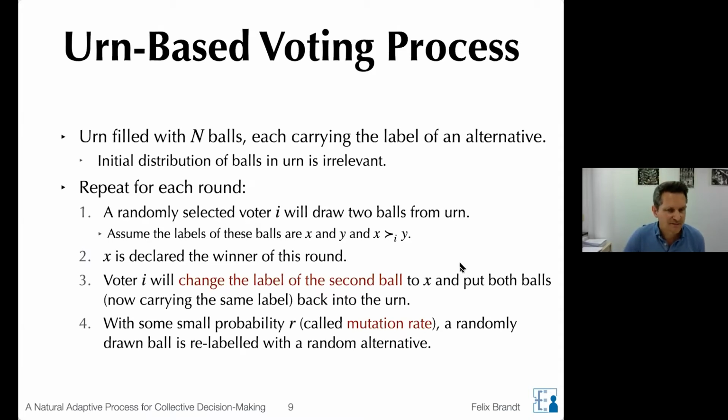So by the way, we don't need strict preferences here. If you have indifferences, the process just works fine as well. Then the voter just arbitrarily picks one of these two alternatives.